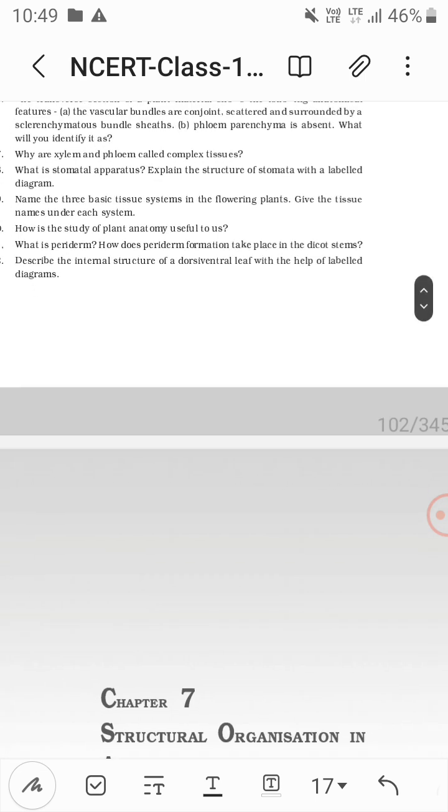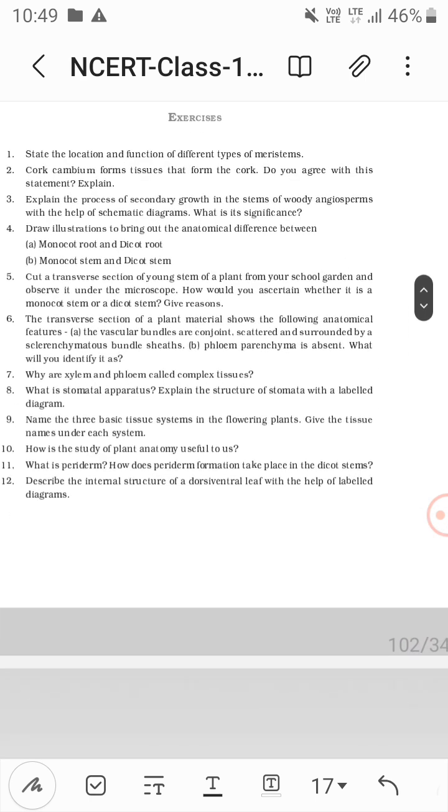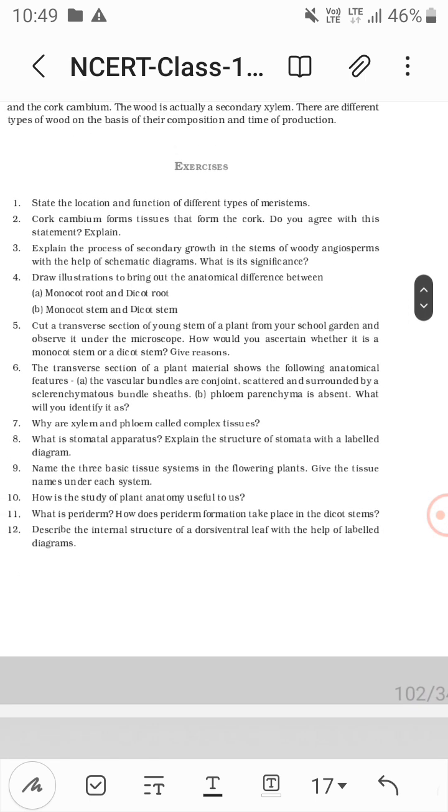Describe the internal structure of a dorsiventral leaf with the help of a labelled diagram. Dorsiventral leaf is found in dicot plants.